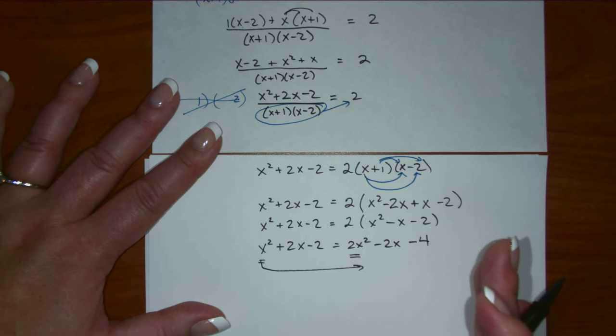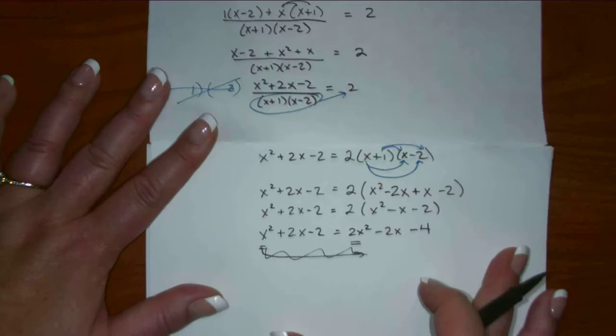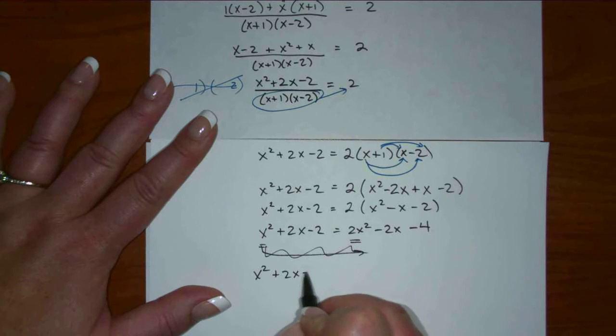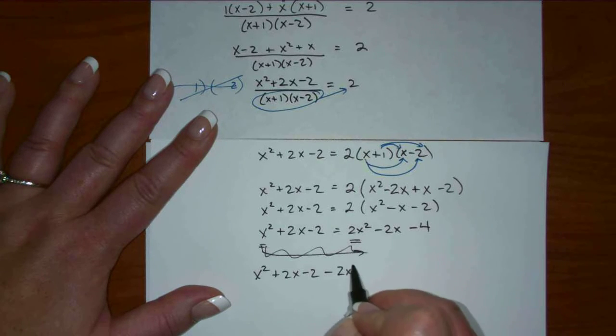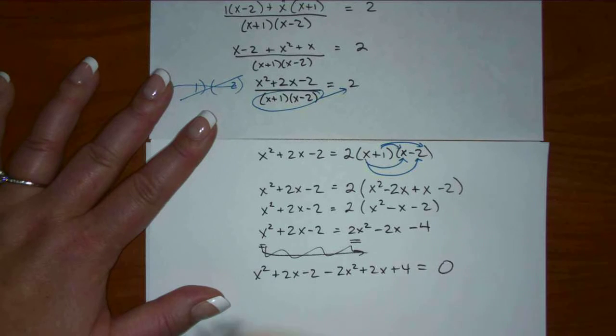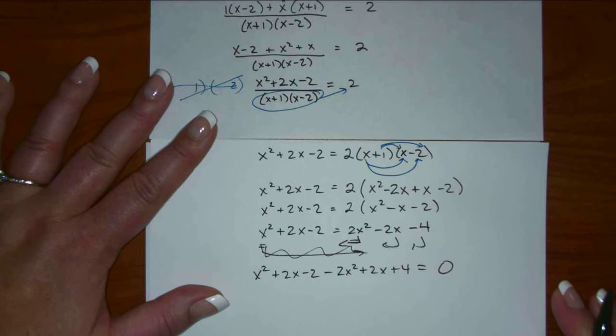If it's not positive, what do we do? Let's bring it over to be negative and just do it the way I normally would. Okay? So I can show you what to do if you get a negative x squared. So x squared plus 2x minus 2 minus 2x squared plus 2x plus 4. Change all the signs, bring everything over to the other side. So we have equals 0.